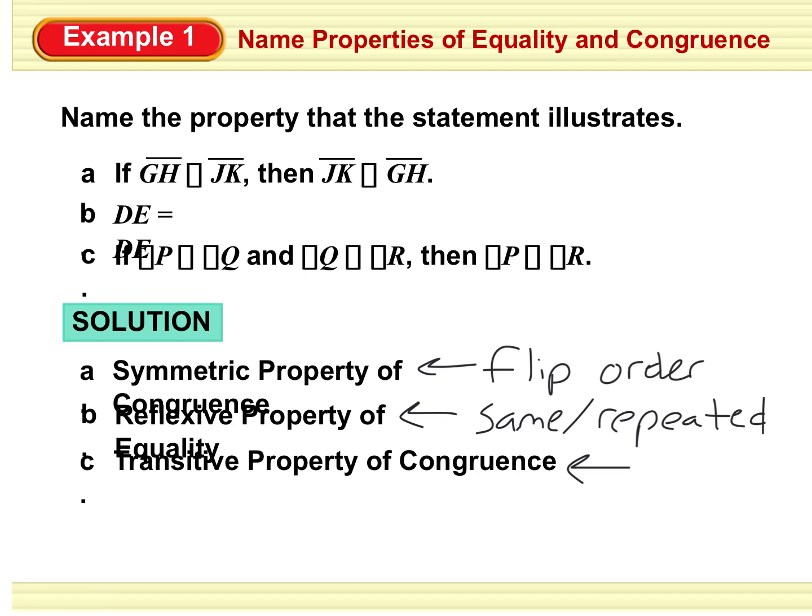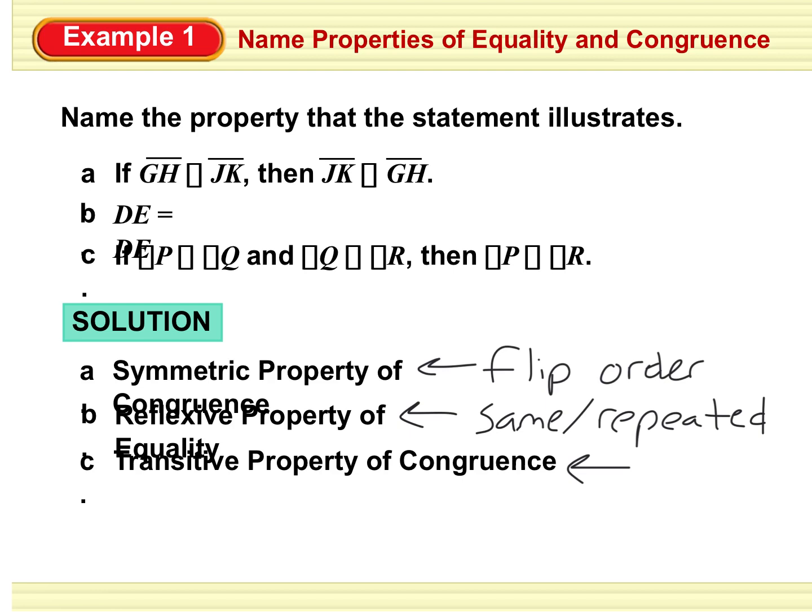So A says if GH is congruent to JK, then JK is congruent to GH. What happened between those? They just flipped, so what is that? Symmetric. Yep, it flips, so it would be symmetric. Second one, DE equals DE. What's happening there? They're the exact same, so what property is that? Reflexive. Yep, reflexive.